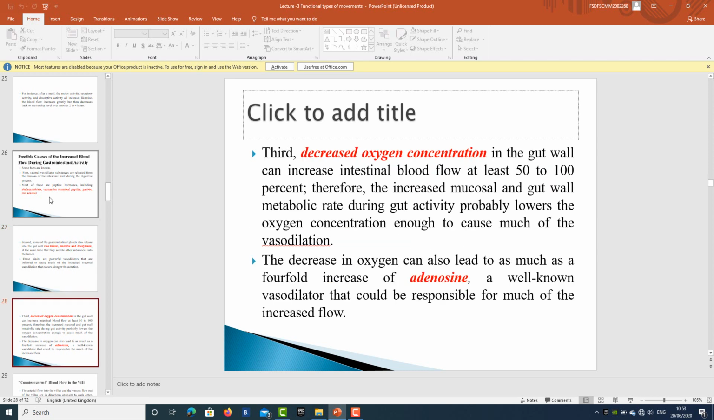Third, a decrease in the oxygen concentration in the gut wall can increase the intestinal blood flow by at least 50 to 100%. Therefore, the increased mucosal and gut wall metabolic rate during gut activity probably lowers the oxygen concentration enough to cause much of the vasodilatation. The decrease in oxygen can also lead to as much as a four-fold increase of adenosine, a well-known vasodilator that could be responsible for much of the increased flow.